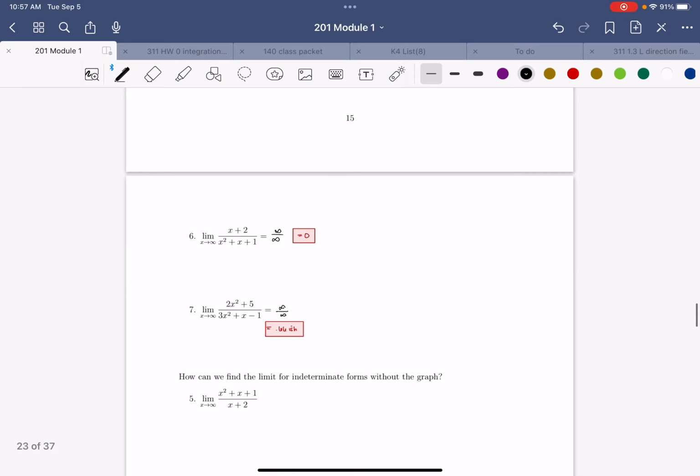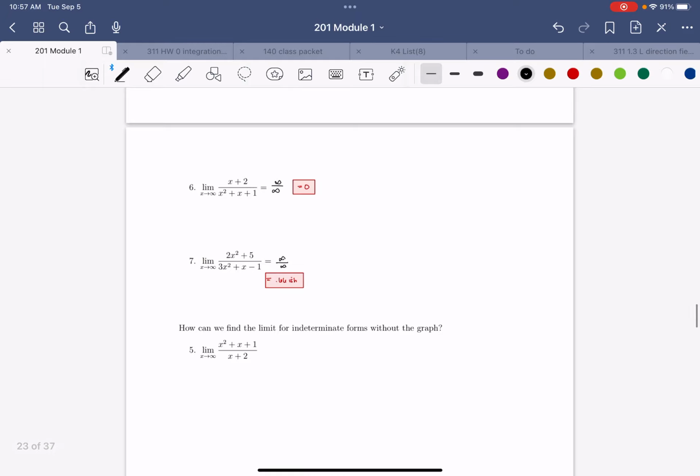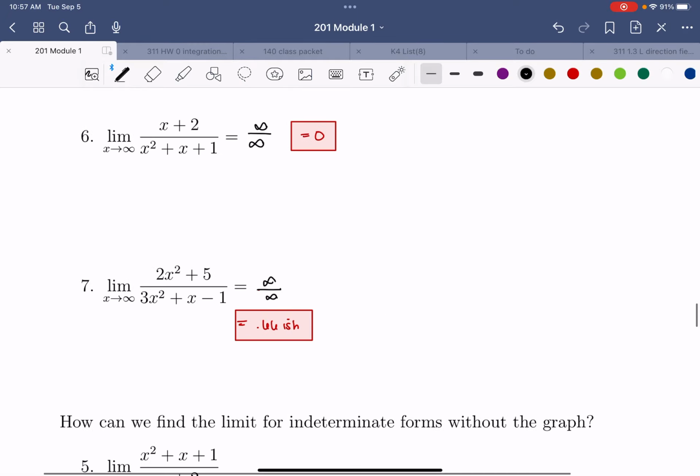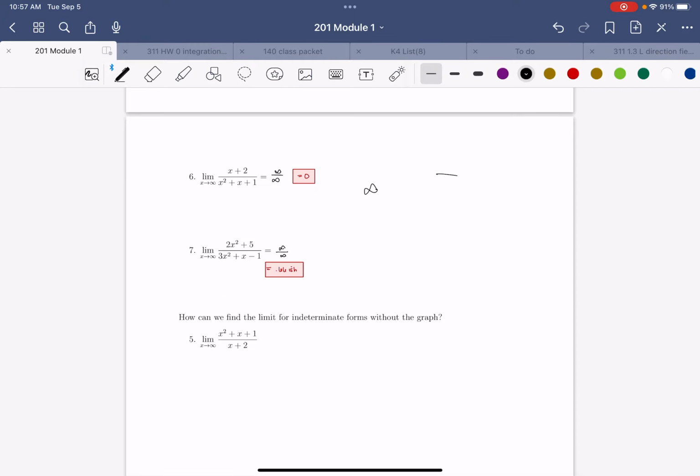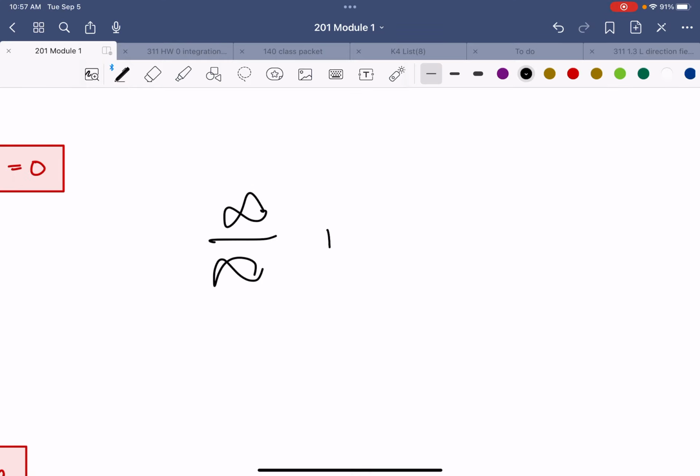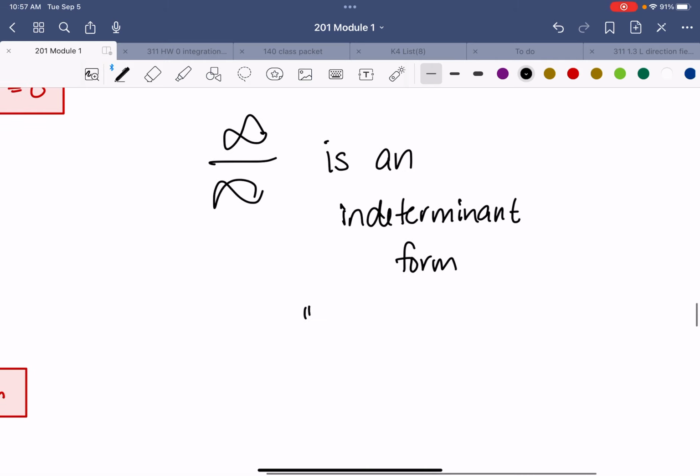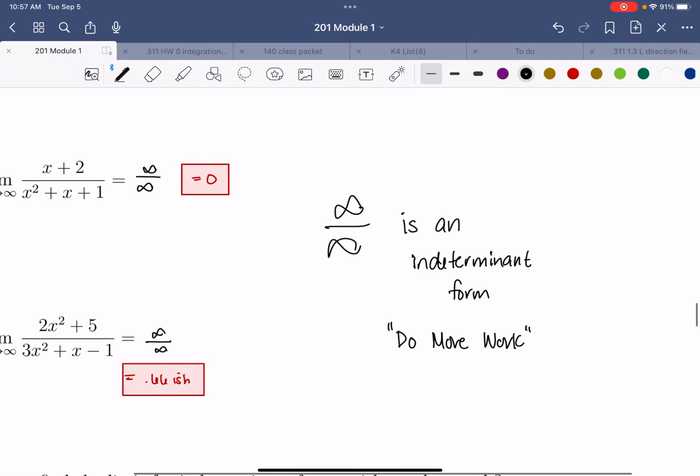So what we say here is that this is an indeterminate form. Okay, so infinity over infinity, just like 0 over 0, is an indeterminate form. And when that happens, what we need to do is do more work, so that we can simplify something.